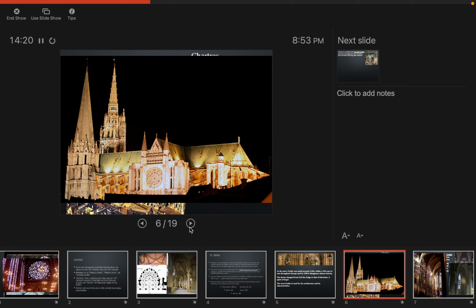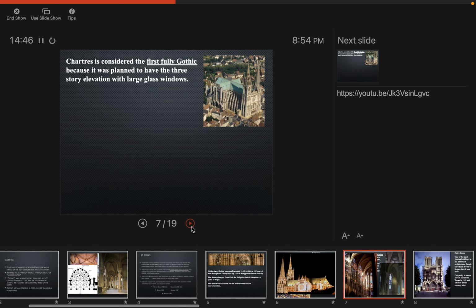And here's our night view. Modern lighting fixtures attached. We have our rose stained glass window. We have our two towers in front of the building. Is pretty classic of Gothic characteristic, by the way, too. Chartres is considered the first fully Gothic because it was planned to have 3-story elevations with large glass windows.